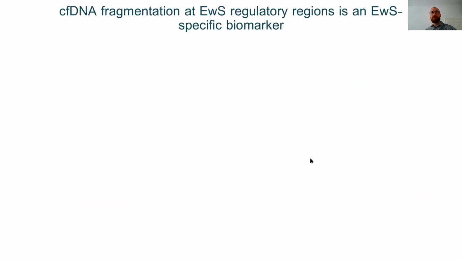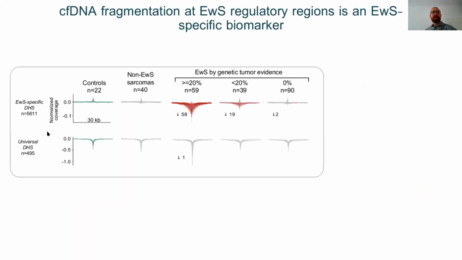And when we do this for our own cohort, starting with Ewing sarcoma-specific DNase hypersensitivity sites, and this is a set of regions that we obtained from prior literature, we found the following. First, looking at the healthy controls and the non-Ewing sarcoma samples, we find that they have a rather flat profile with even a small peak around the center of these DNase hypersensitivity sites.